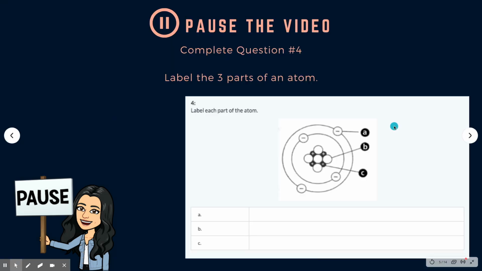For question 4, you're going to label the 3 parts of an atom once again. You're going to label part A, part B, and part C with either proton, neutron, or electron.